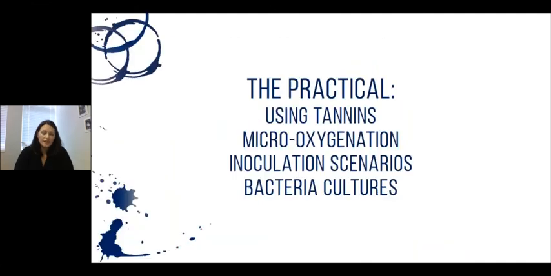Okay, so for the next part, I'd like to just address some of the more practical questions I come across when I talk about malolactic fermentation with winemakers. Questions like, can I do co-inoculation if I'm using tannins? If I'm doing microoxygenation, what implications does that have for fermentation? What is the difference between co-inoculation and sequential, and the impact on my wine? And of course, a favorite question is, are there actually any differences between commercial bacteria cultures?